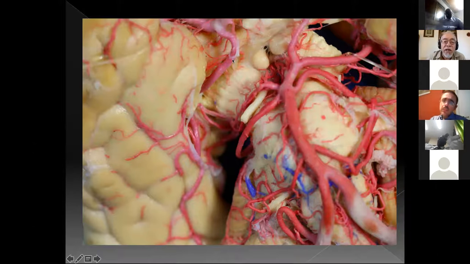There is no communication between this posterior cerebral artery that is coming directly from the supraclinoid carotid artery. So here we don't have a communication. So in this specimen, we cannot see the circle of Willis, as we know it. Which other structures can we see in here? The third nerve that passes between the posterior cerebral artery and the superior cerebral artery.